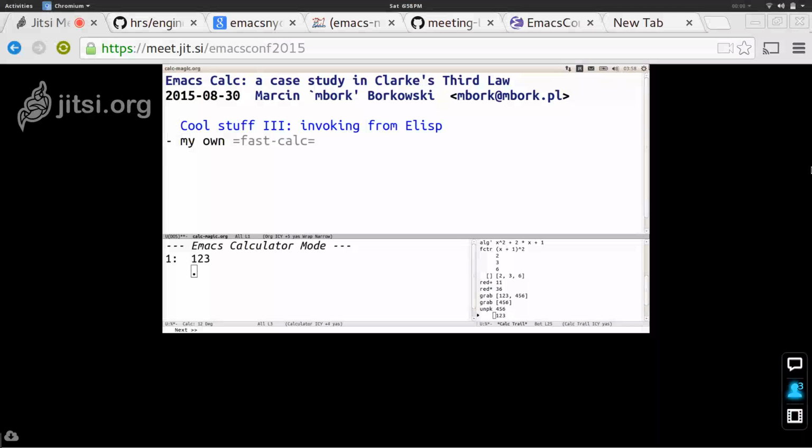And the last thing during this lightning talk I would like to show you is invoking Calc from Elisp. This I discovered not very long ago, and this is really great. I can show you my fast Calc function, which is really simple. What does it look like? I can write in my buffer something like this: 12 plus 3 times 3 minus 5 will work. I press Ctrl V and C, which is my own key binding for that, and then I got the result, 6. Is it correct? Well, of course it is.